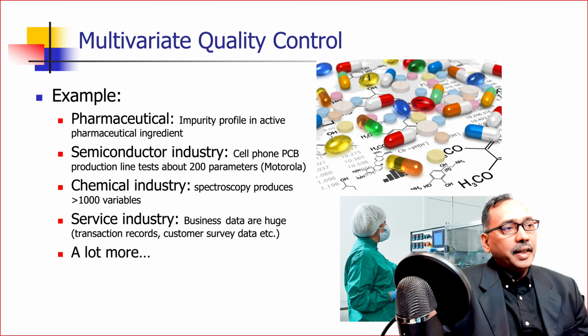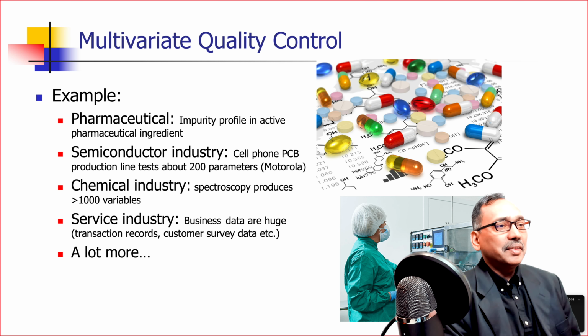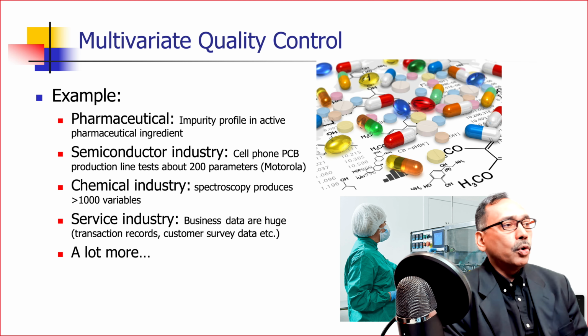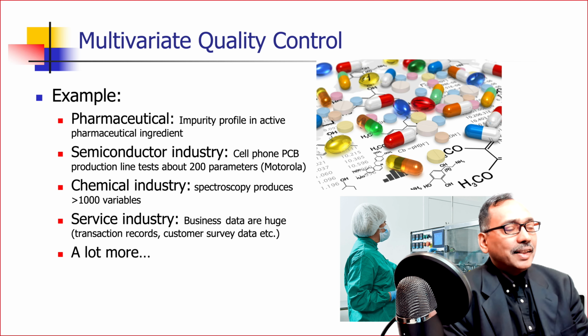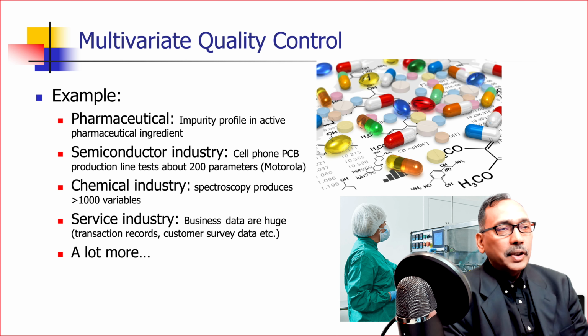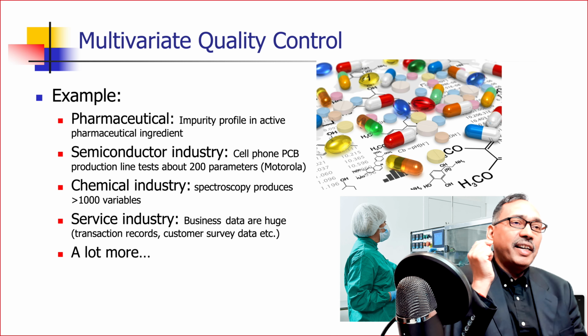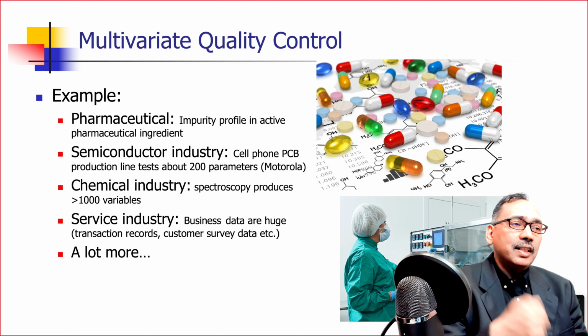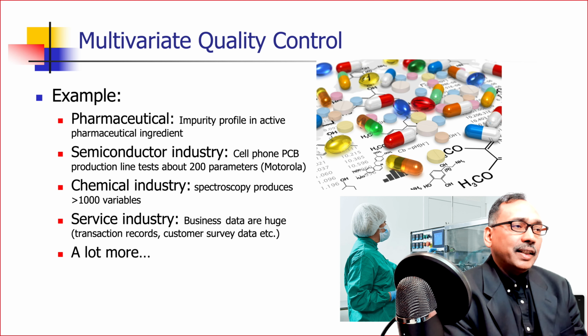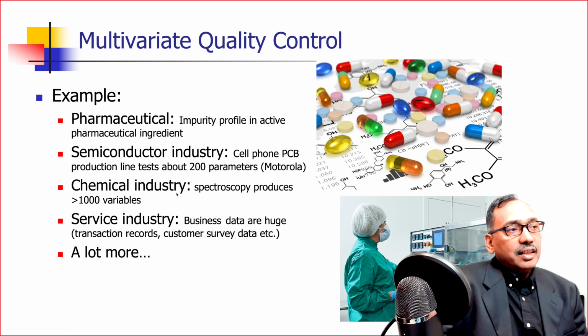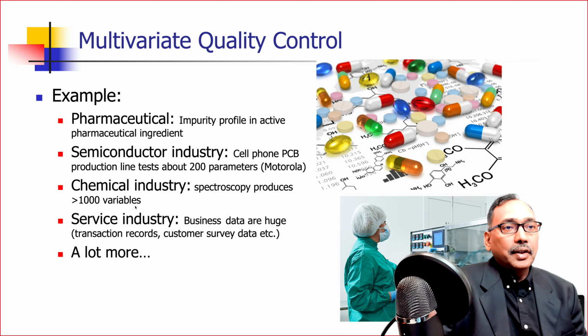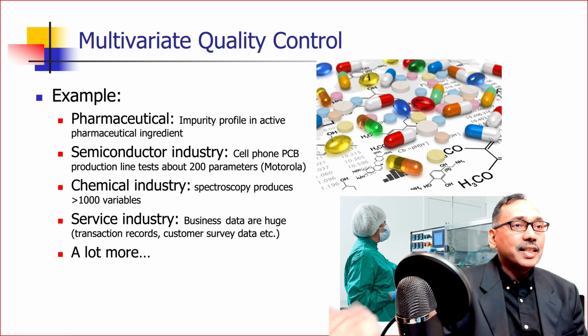In the semiconductor industry, where you have the PCBs, printed circuit boards, used for cell phones, they have about 200 parameters that need some kind of test. There are so many holes to be drilled and soldering takes place, so over 200 parameters need to be tested to have a good quality PCB. In the chemical industry, spectroscopy produces more than 1000 variables. If you want to monitor that, it's very difficult to do it with a single X bar R chart.